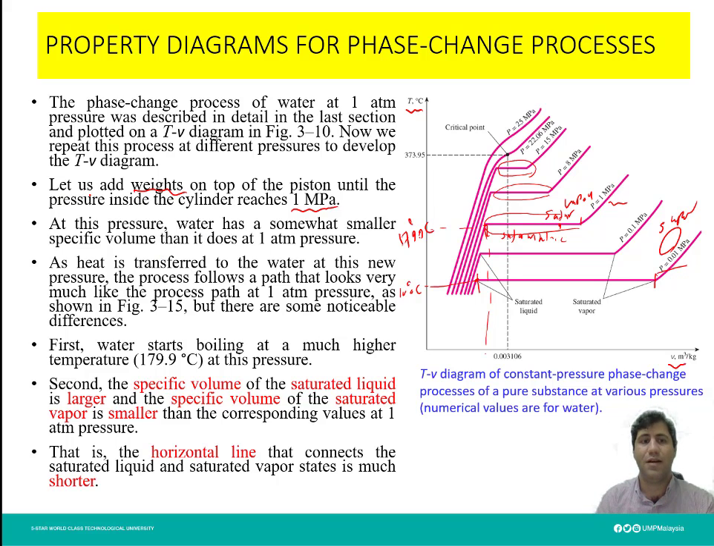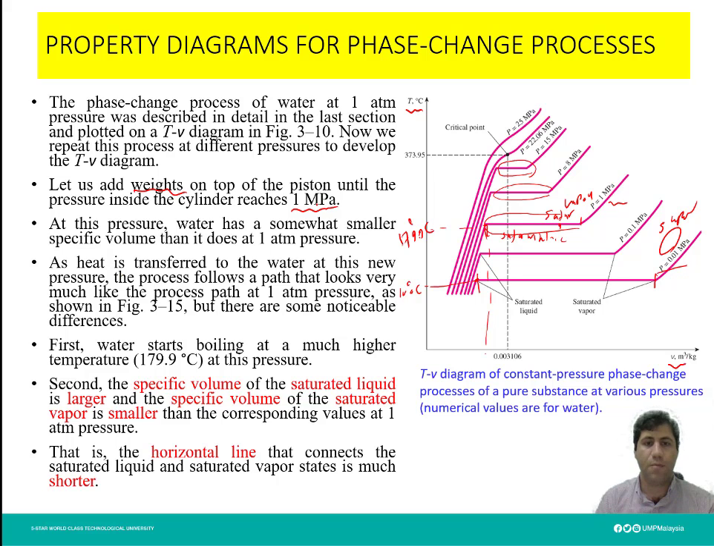First, we have that T-v diagram for one pressure, 100 kilopascal. Now we add weight on top of that piston, on top of the water or substance which we have. With different weights, we will have different constant pressures during that phase change process. So we will have a graph like this, a T-v graph for different constant pressures and phase changing for the water.